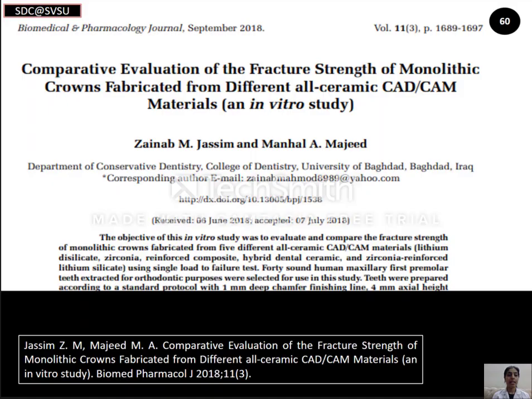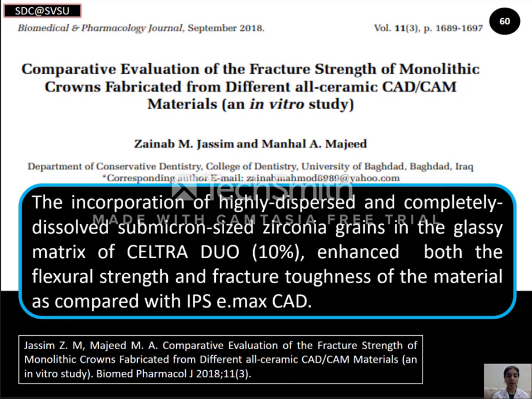In an article on comparative evaluation of fracture strength of monolithic crowns fabricated from different all-ceramic CAD-CAM materials, it was concluded that the incorporation of sub-micron-sized zirconia into the Celtra Duo enhanced both the flexural strength and the fracture toughness of the material as compared with IPS e.max CAD.